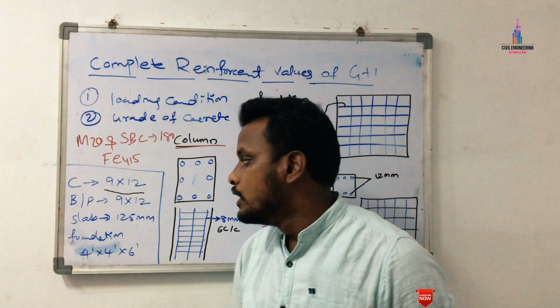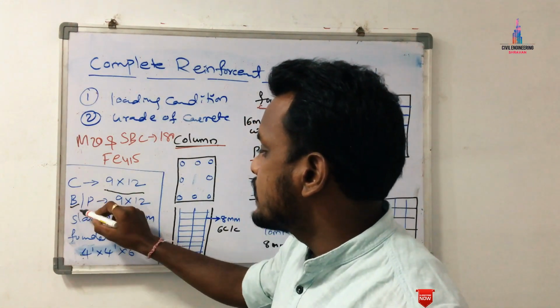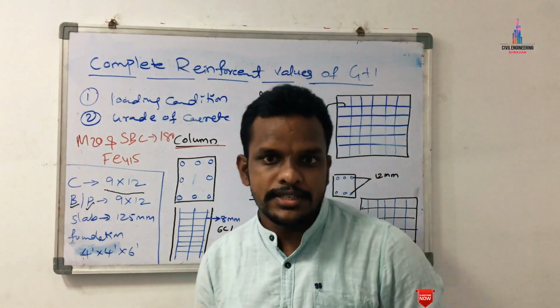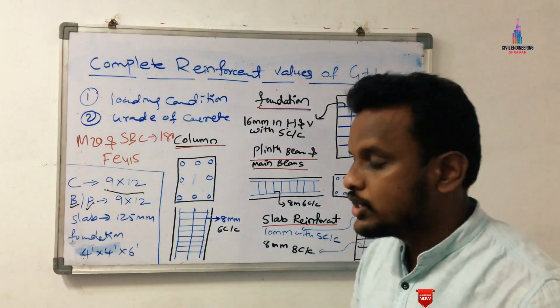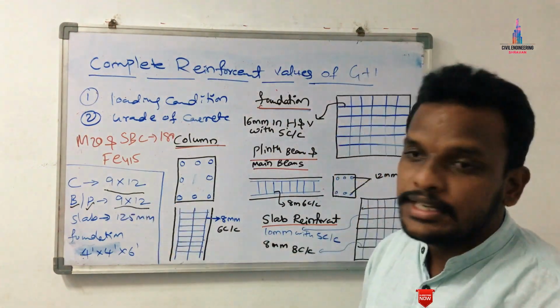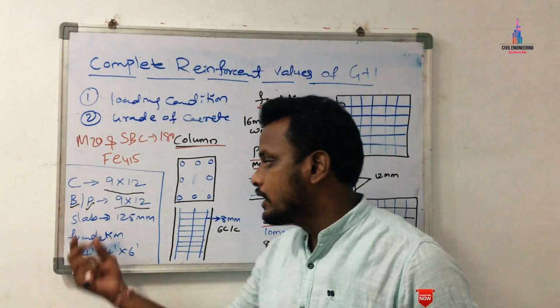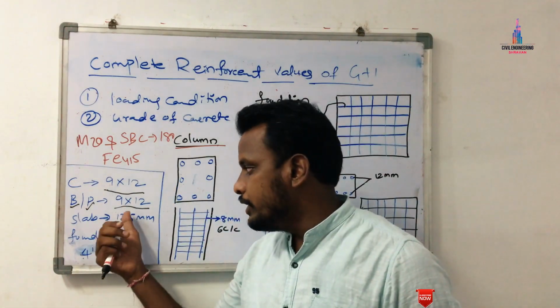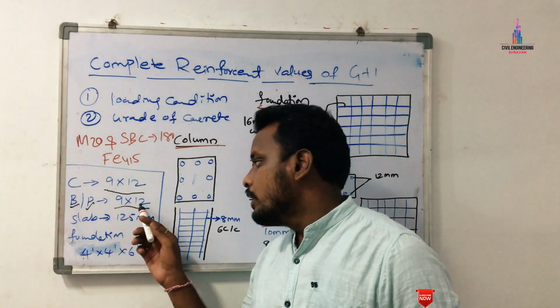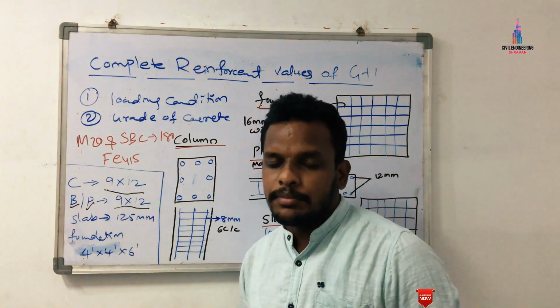Okay, the second one is beam sections as well as plinth beam sections. If you construct a G+1 building, this is the standard value: we will consider 9 inches cross 12 inches for this G+1 structure. We will take the dimensions of the column as 12 inches cross 9 inches, depending upon your considerations.